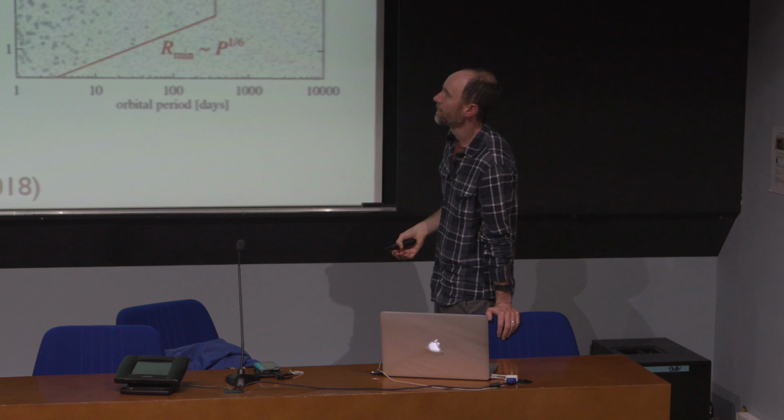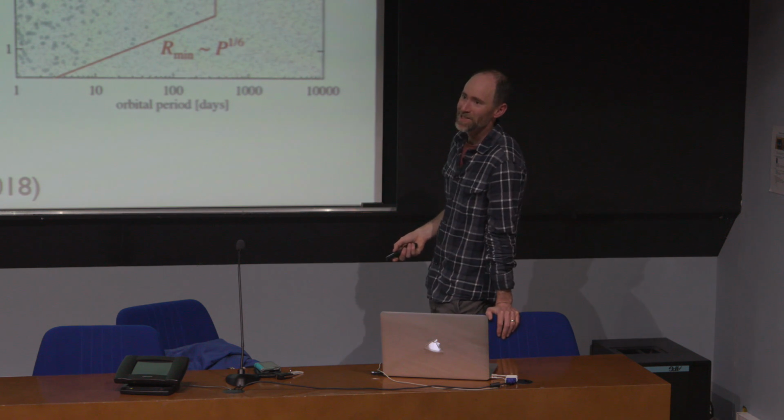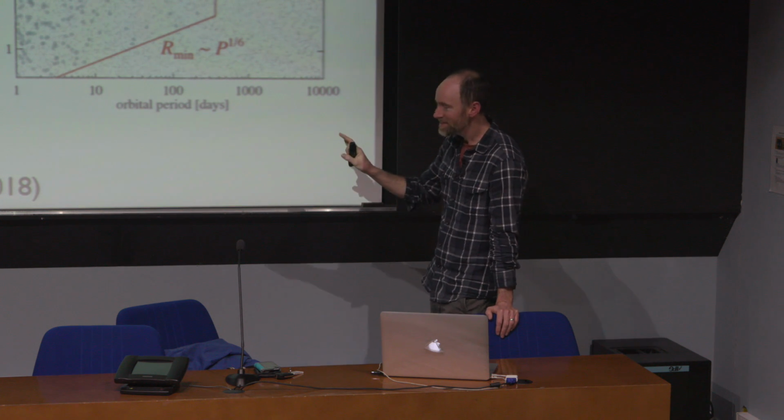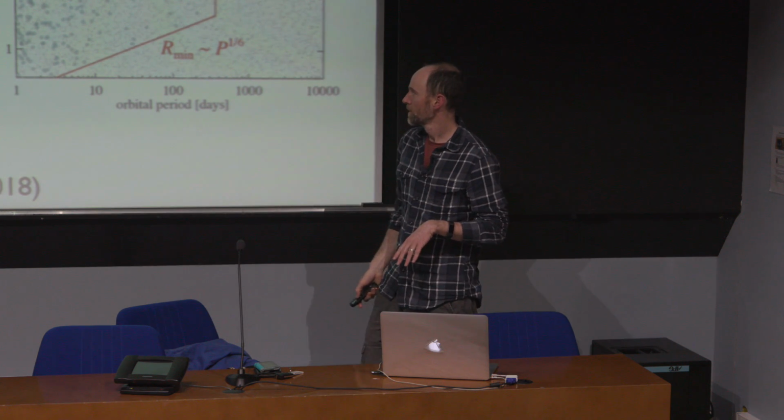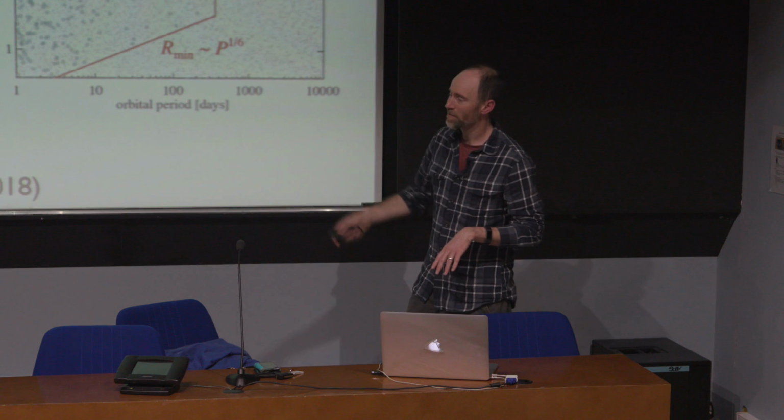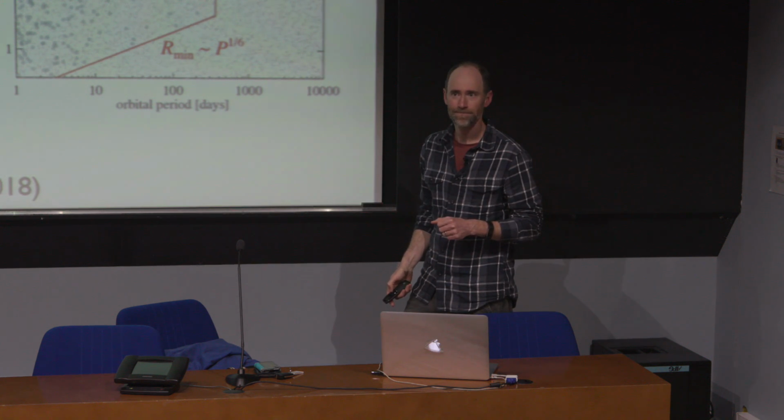Yeah? I'm confused, but what are the fake dots? This is not real data. No. This is a fake simulation that Josh Winn did to illustrate this. It's just, in this idealized case, which ones do you find? So there are planets everywhere, but you only find them in different places.